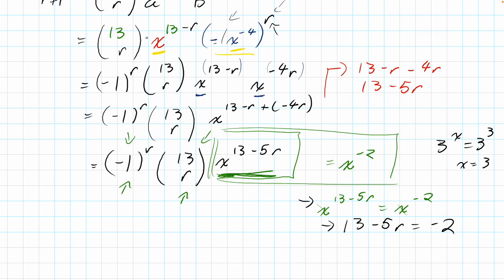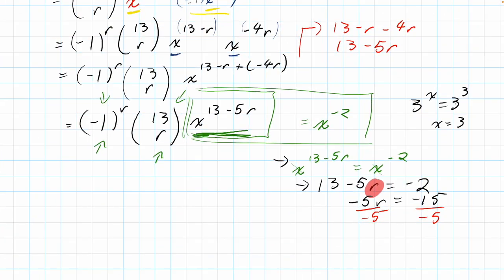Now this becomes a linear equation in which I'm trying to find r. So I'm trying to find r here. Well, I can bring 13 to the other side. So I get negative 5r is equal to negative 15. And then when I divide both sides by negative 5, it turns out I'm going to get r is equal to 3. r is equal to 3 in this case.